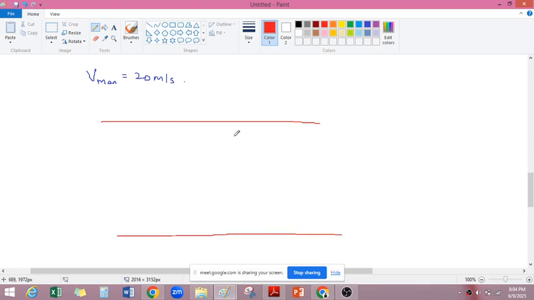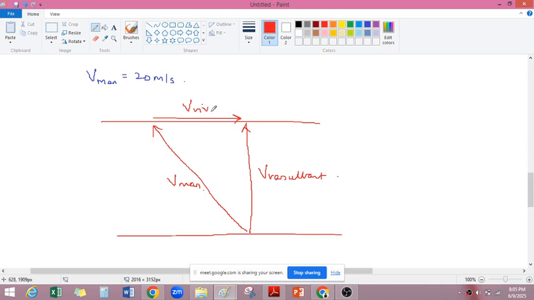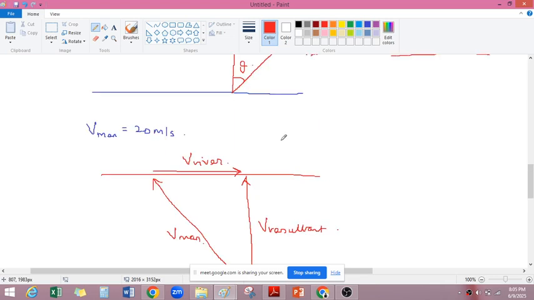Now listen carefully. Only if the man is swimming like this, the river will push him like this, and if you are standing on a bridge here, you will see that the swimmer is actually going this way. So this is V resultant, this is V man, and this is V river. You can say river or stream. So this is the concept for shortest path. This is the shortest path.